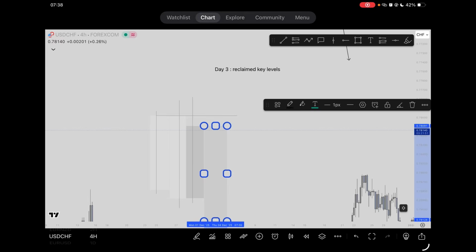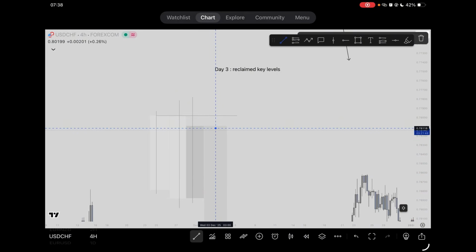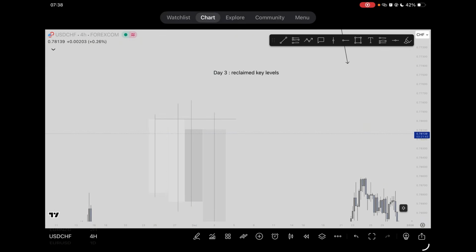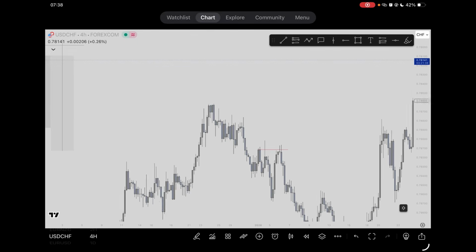Are you with me? It will open, tap this key level right here, and sell. It's going to use that key level to sell. Do you understand? So let's go into some examples and let me show you what I mean.